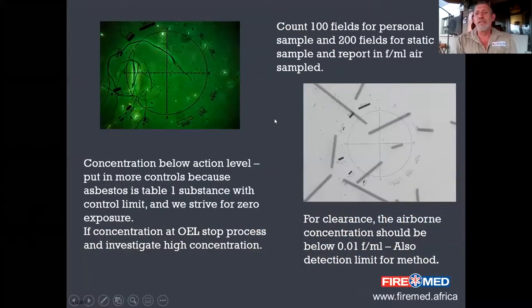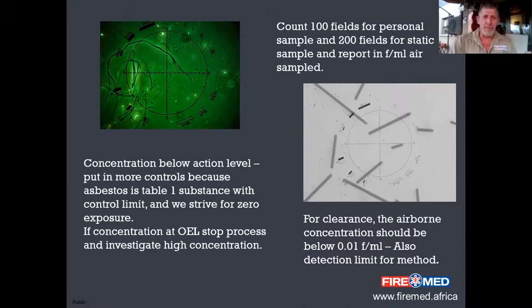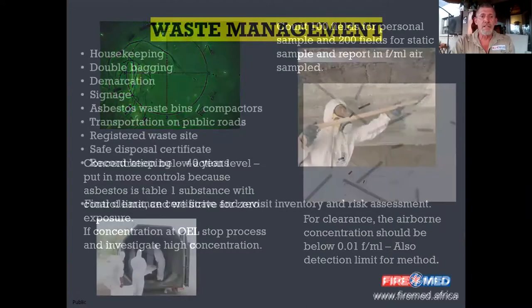So if we have a look at counting, for personal samples, you need to count 100 fields. So you need to move that graticule across the slide 100 times. And obviously what you're looking for there is respirable fibers, okay? And the picture on the right, that's fiberglass. Now you can see fiberglass breaks off there, it'll become a respirable fiber and has some of the same properties as asbestos, okay? I know we're running out of time, so I'm gonna shuffle along here, guys, okay?